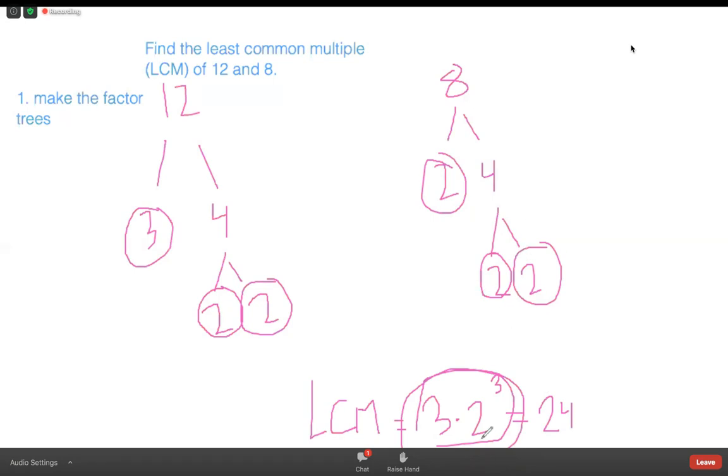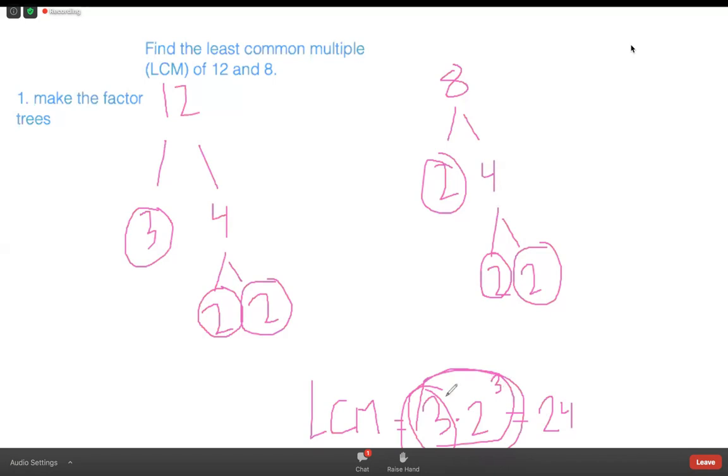Let's just look at the factor 3. 3 only shows up in 12's factor tree one time, so there's only one 3 here. Now let's look at the number 2. In 12's factor tree, 2 shows up twice. In 8's factor tree, 2 shows up 3 times. So we're going to take the three 2's because the greatest number of times it shows up is 3.